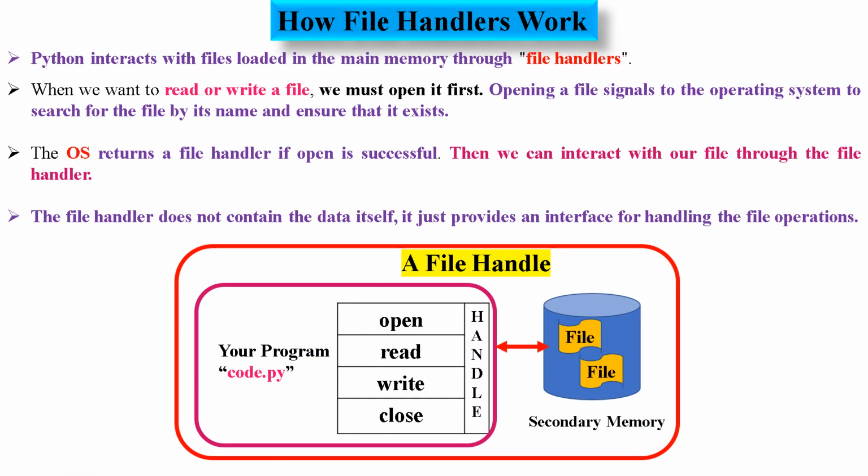Let's learn how file handlers work. Python interacts with files loaded in the main memory through file handlers. When we want to read or write a file, we must open it first. Opening a file signals to the operating system to search for the file by its name and ensure that it exists. The operating system, OS, returns a file handler if open is successful.